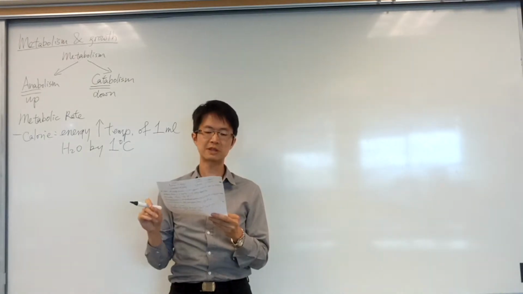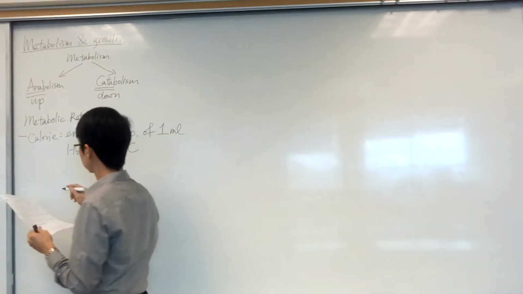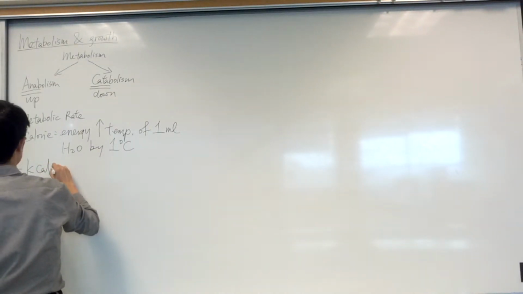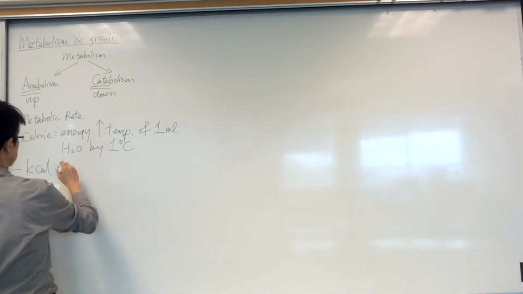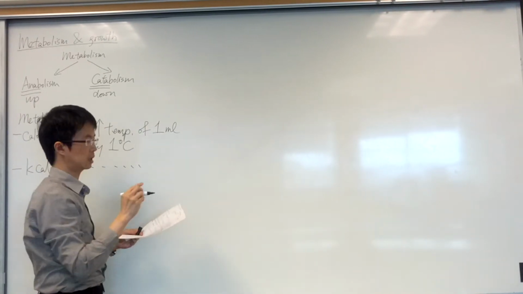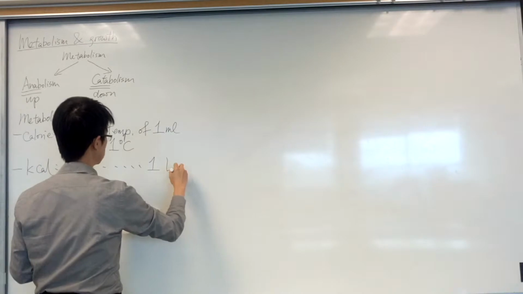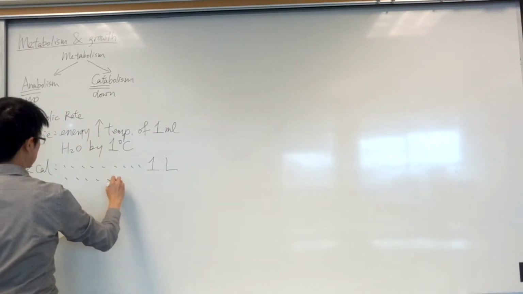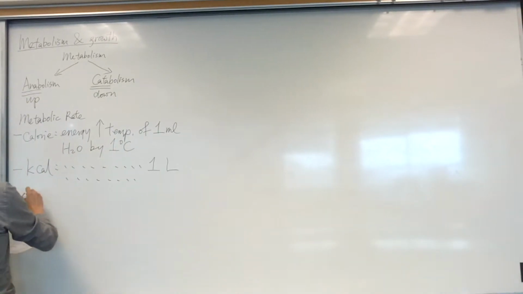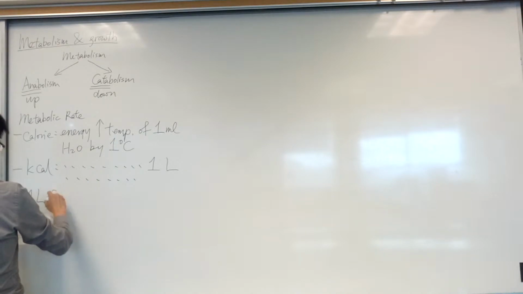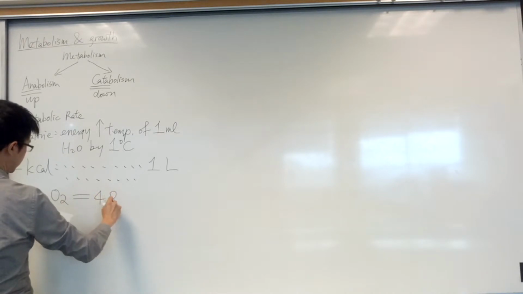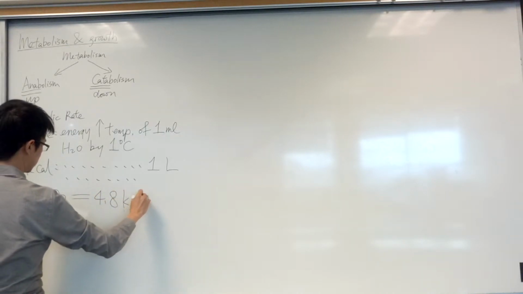because we usually use kilocalorie, kcal. Basically it has the same definition, but instead of 1 milliliter, it is 1 liter of water by 1 degree. And 1 liter of oxygen can provide us 4.8 kilocalories of energy.